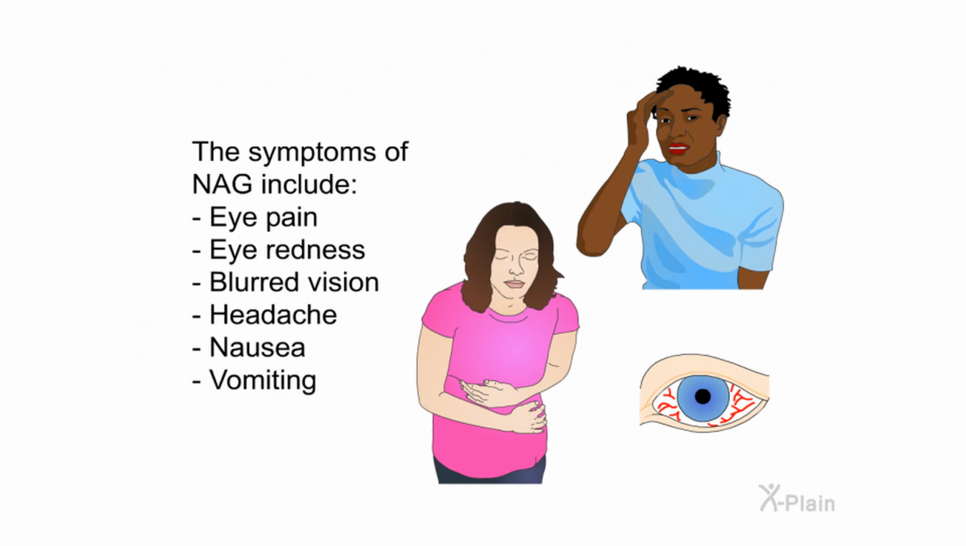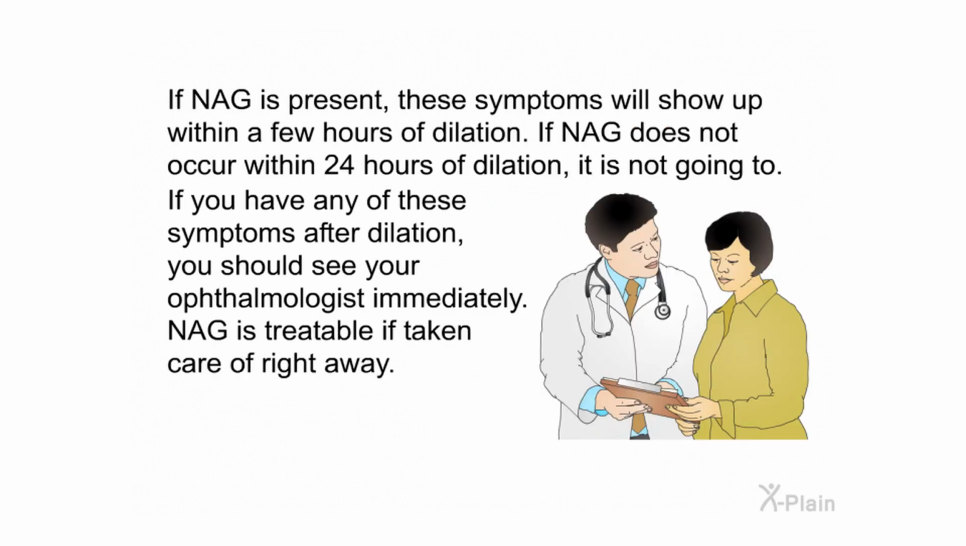The symptoms of NAG include eye pain, eye redness, blurred vision, headache, nausea, and vomiting. If NAG is present, these symptoms will show up within a few hours of dilation. If NAG does not occur within 24 hours of dilation, it is not going to. If you have any of these symptoms after dilation, you should see your ophthalmologist immediately. NAG is treatable if taken care of right away.